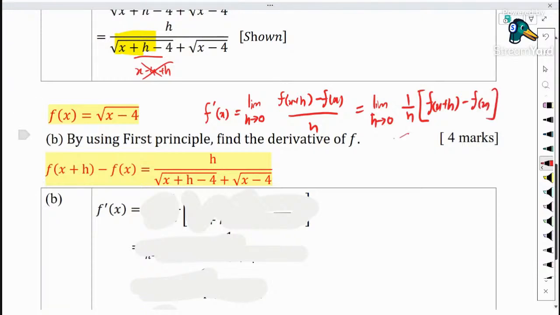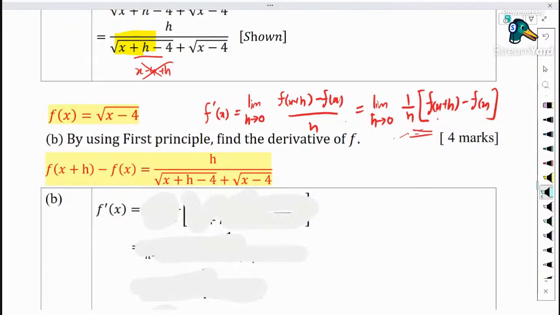The second form is used when the subtraction of the two function f is actually in the form of fractions, so we don't want to make it look very complicated and bulky. That's why we write in this second form, also equivalent to the original formula. So we are going to apply this formula to find the derivative, which is the first principle.